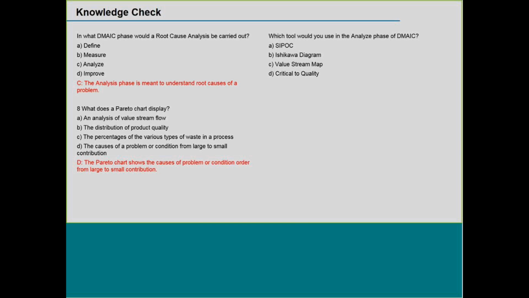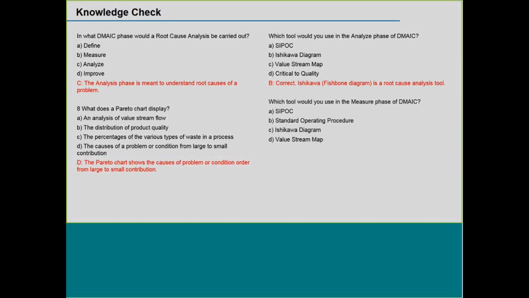Which tool should you use in the analyze phase of DMAIC? A SIPOC diagram, Ishikawa diagram, value stream map, the CTQ tree. And I'm guessing you got it right, and that is the root cause analysis or Ishikawa fishbone diagram.